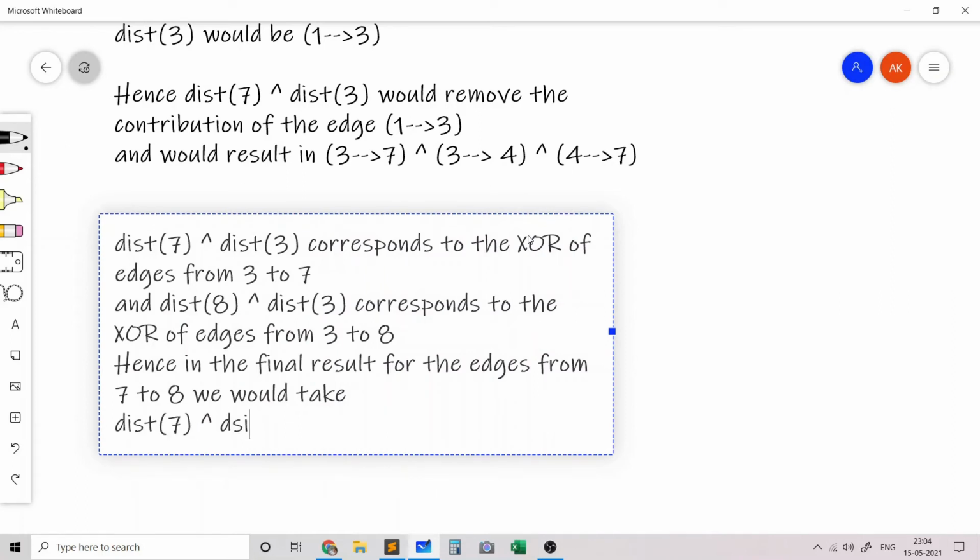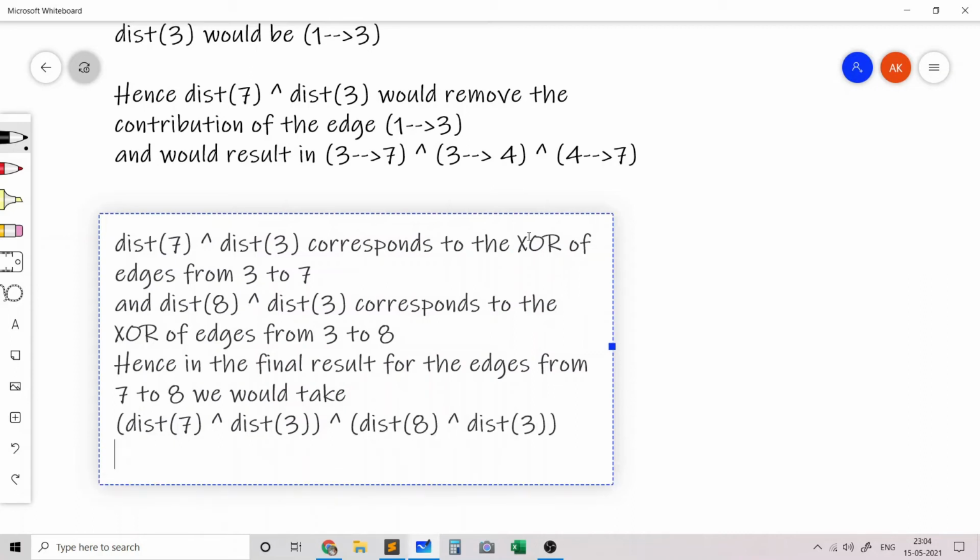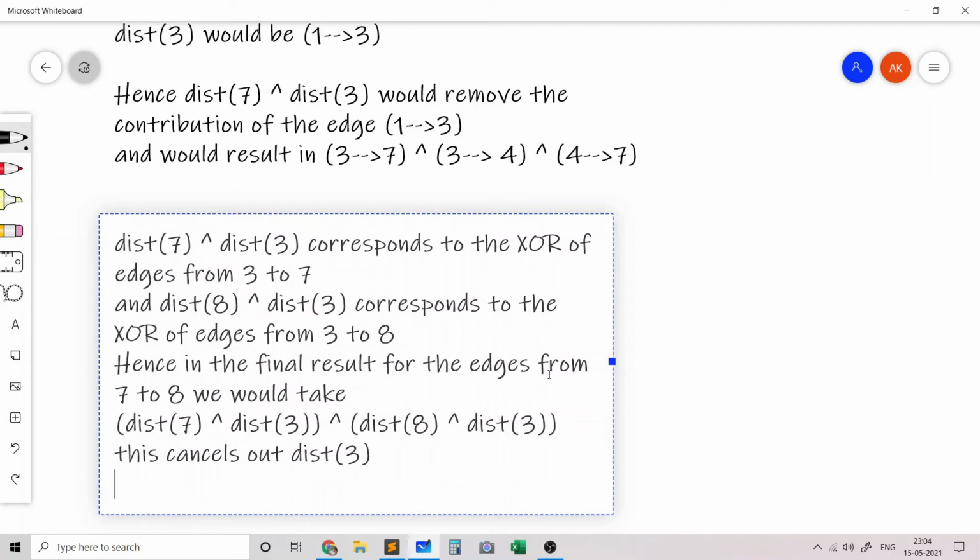So that's the first expression, and we would XOR that with distance of 8 XOR with distance of 3, and this actually cancels out distance of 3 because A XOR A is 0, and hence we would just be left with distance of 7 XOR distance of 8.